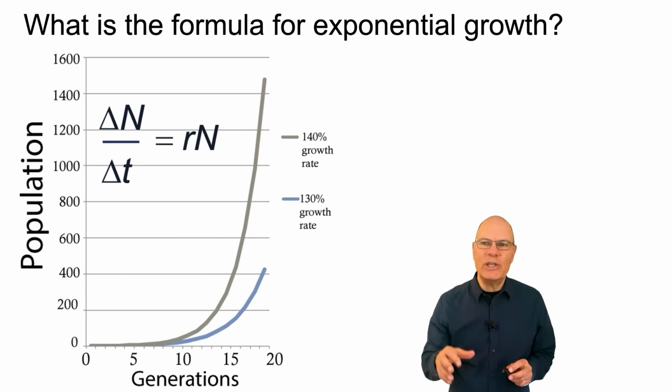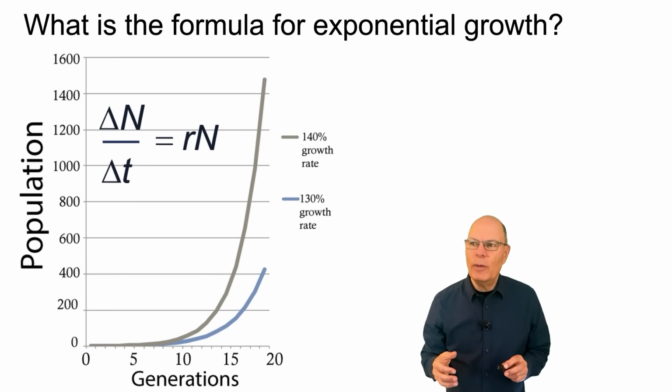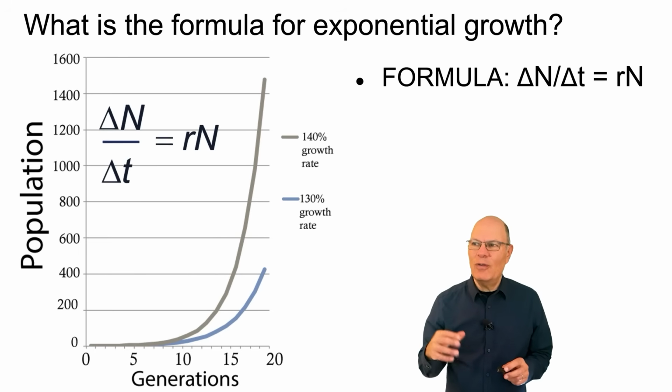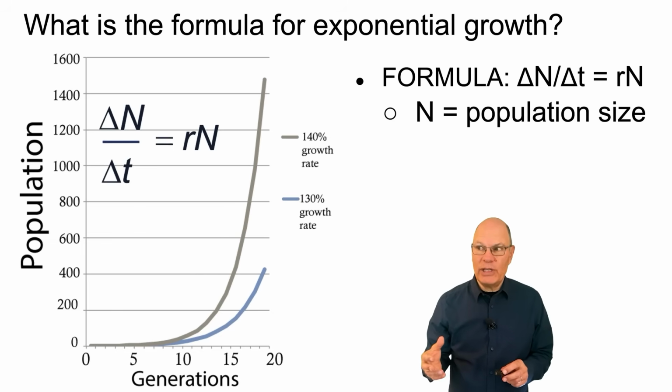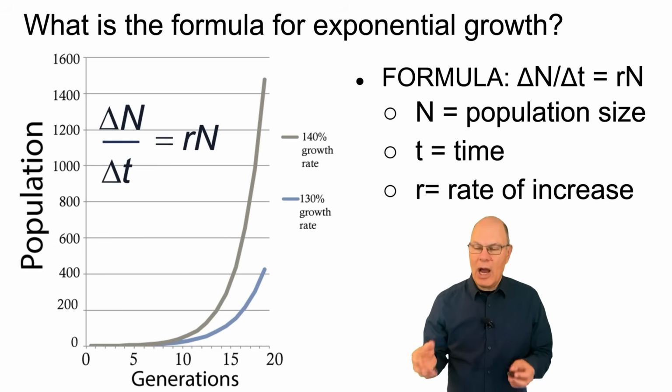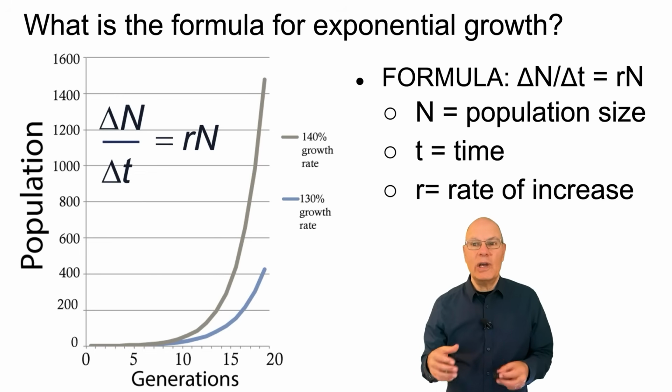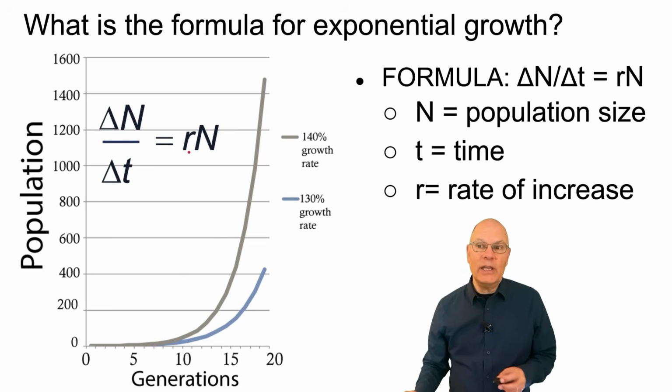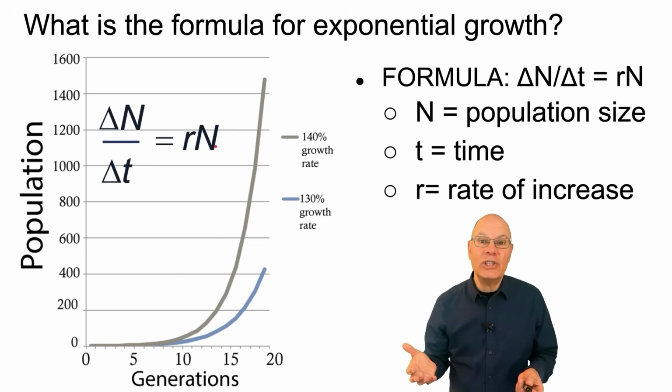Though you don't need to memorize it, there's a formula sheet. The formula is delta N over delta t equals r times N. And in this formula, N represents the population size, t equals time, r is the rate of increase. So in plain English, the change in population over time equals the rate of population growth times the population size.